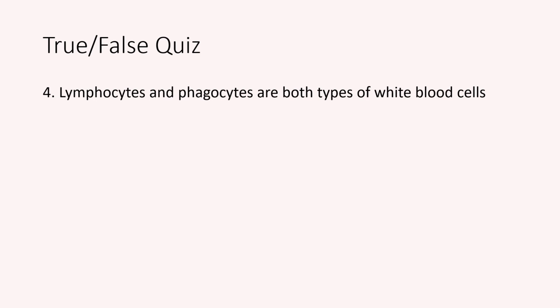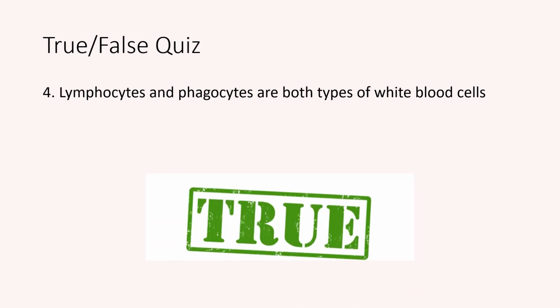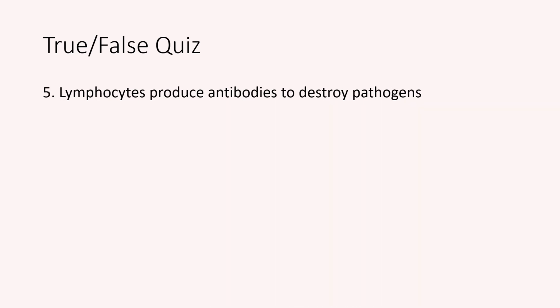And for lymphocytes and phagocytes are both types of white blood cell. Is that true or false? The answer is true. And then lymphocytes produce antibodies to destroy pathogens. Is that true or false?